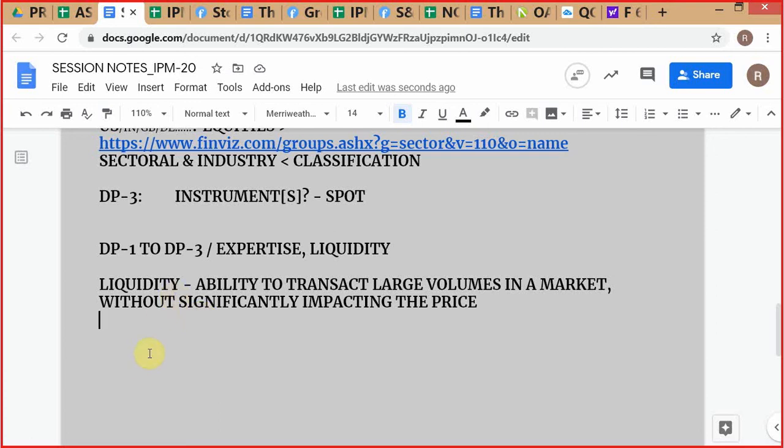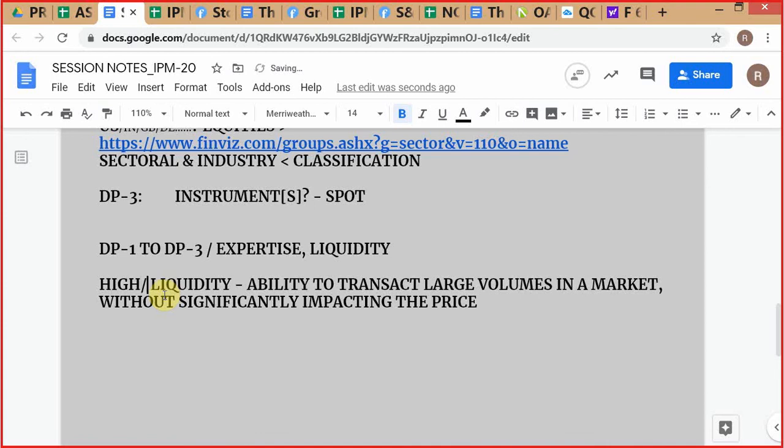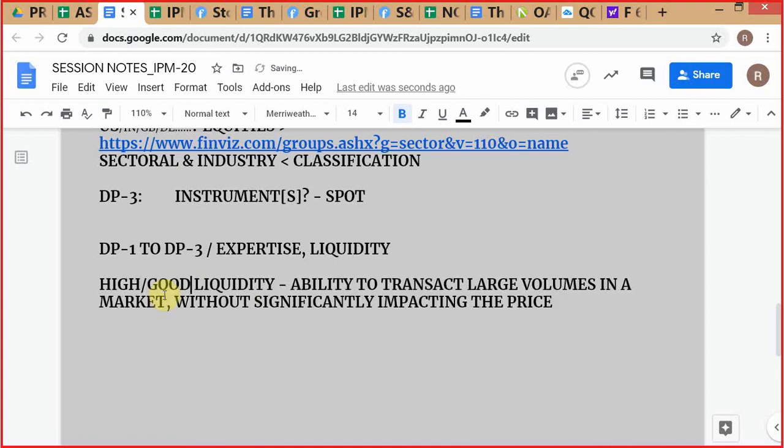Okay, you understand? So the idea is, if you have a very liquid market, essentially you can transact large volumes in a market without significantly impacting the price. The way I've given the definition is, if you have good liquidity in a market, then you can transact large volumes without significantly impacting the price. So these things are important because of large volumes, keywords here, impact on the price.